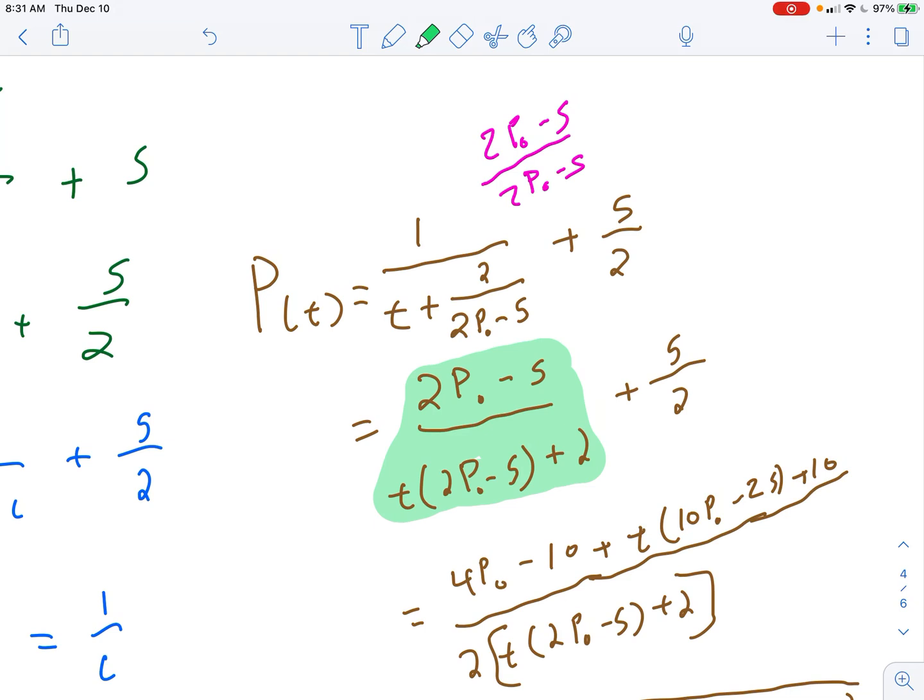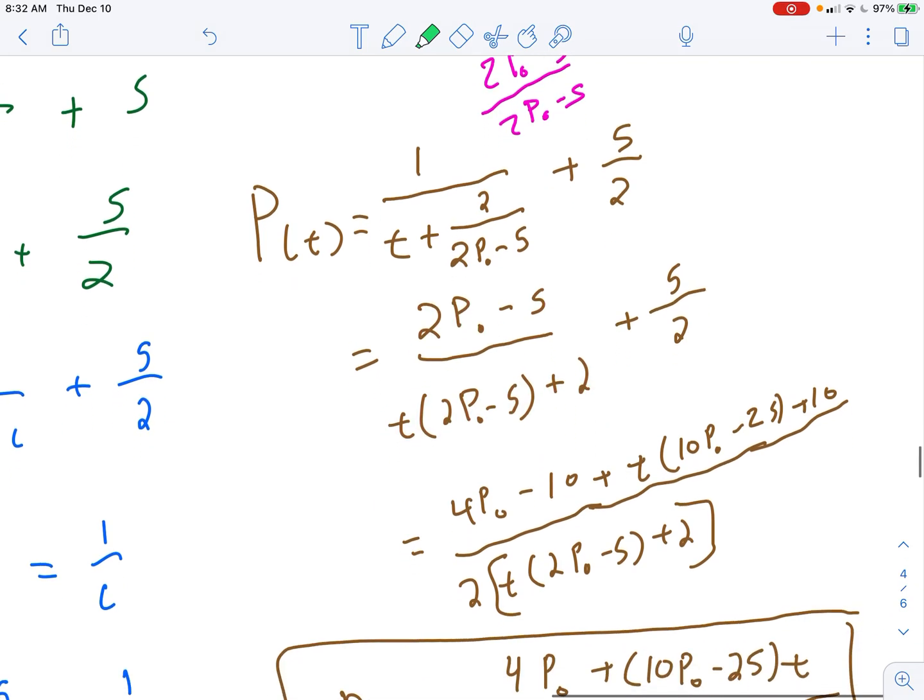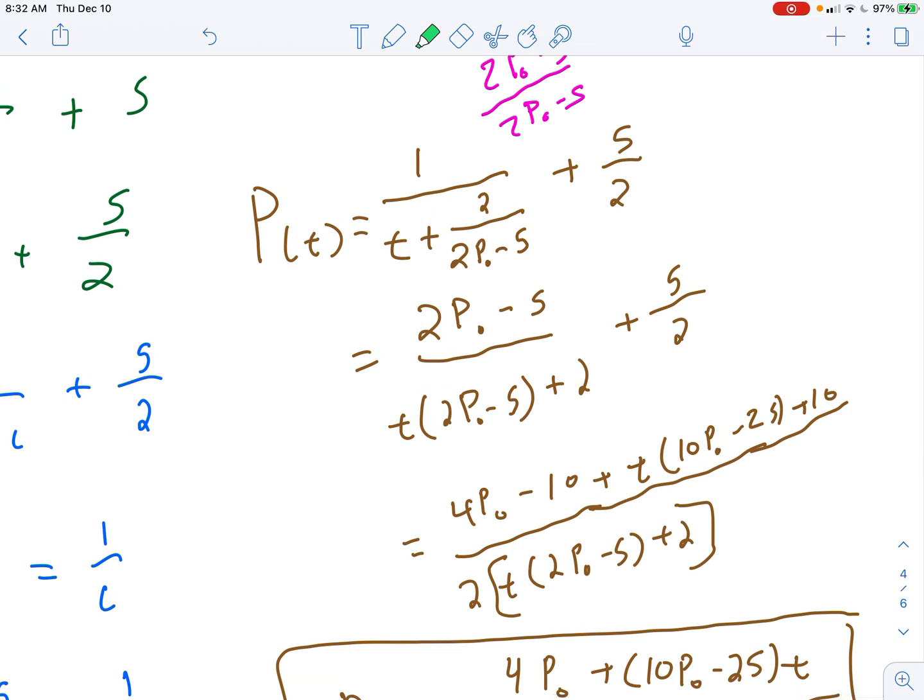All right, plus 5 halves. Now, again, we have two fractions added. Let's get a common denominator. So we're going to multiply 5 halves times this denominator. So then we have 5 times t times 2p sub 0 minus 5 plus 2. That's just going to give us this term right here, where we multiply 2p sub 0 times 5, which gives us 10p sub 0, minus 5 times 5, which is 25, and then 2 times 5 is 10.